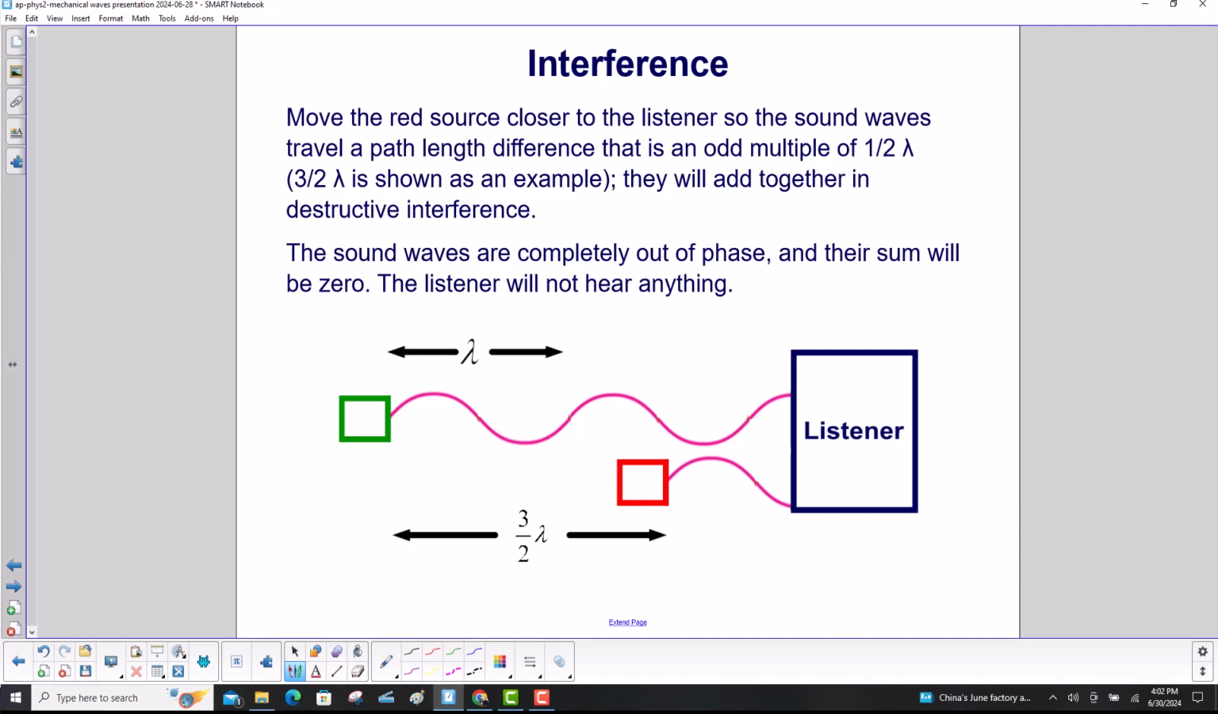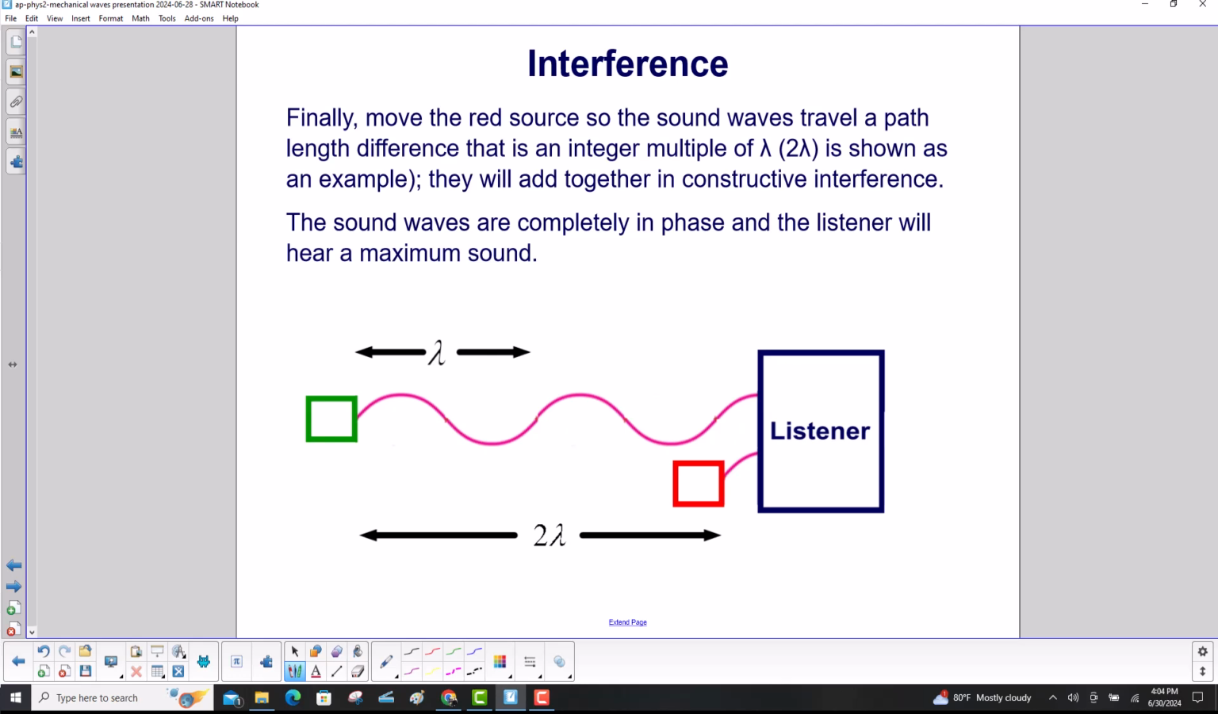Now move the red source closer to the listener so the sound waves travel a path length difference that is an odd multiple of 1/2 lambda. In this case, it will be 3/2 lambda. They will add together in destructive interference. The sound waves are completely out of phase and their sum will be 0. The listener will not hear anything.